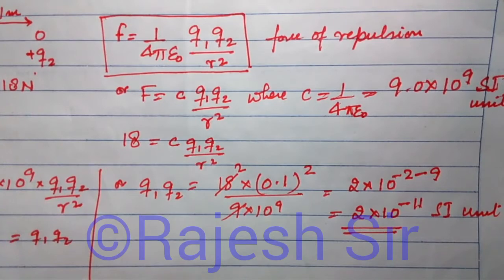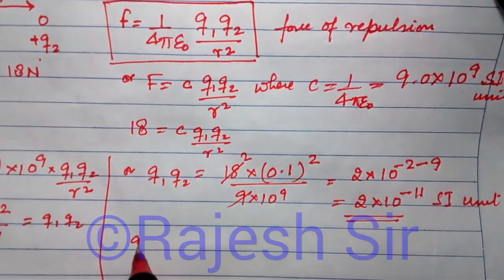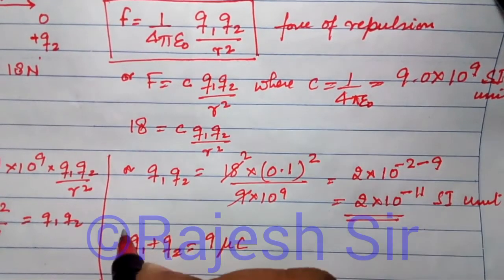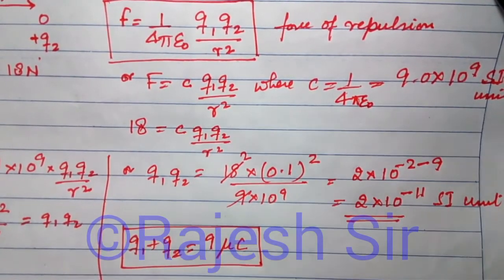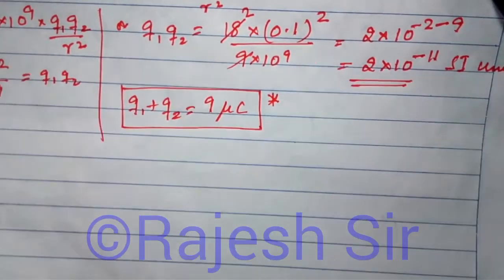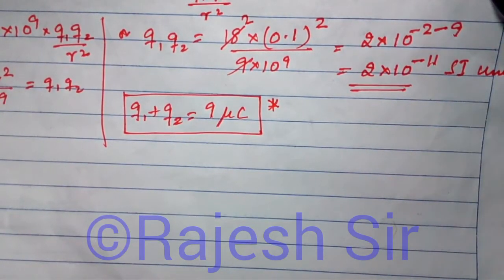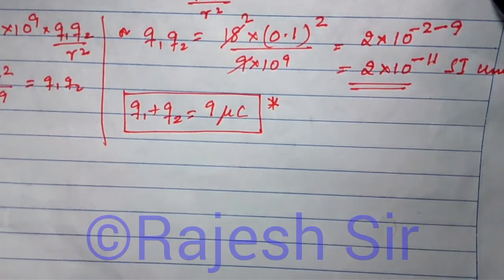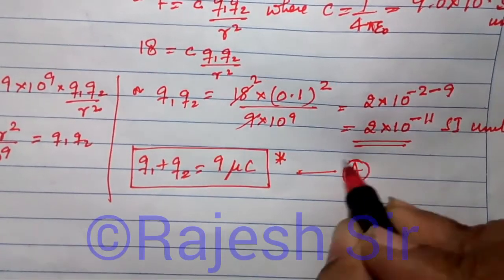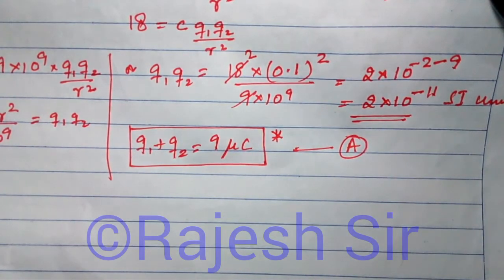Now further it says the sum of the charges. So when they are talking about the sum of the charges, therefore Q1 plus Q2 happens to be 9 microcoulomb. Now this is the point where most of you are going to commit the mistake. What students generally do from here onwards, they simply put Q1 is equal to 2 into 10 to the power of minus 11 upon Q2, from the equation, let me call it equation number A, and then they form a quadratic.